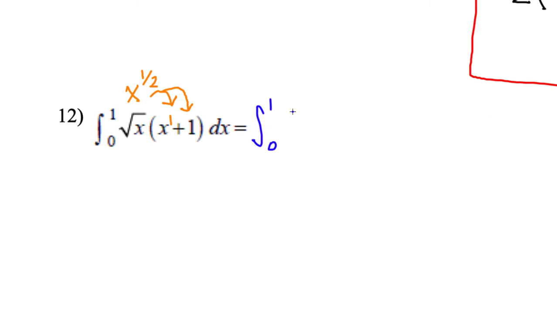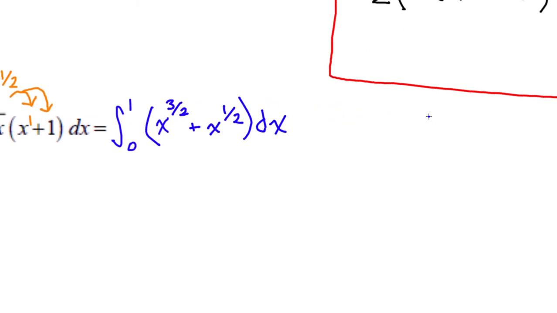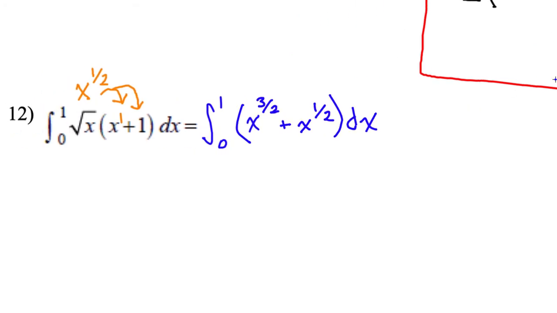So I'm really going to have x to the power of 1.5, or 3 halves. And then this is going to be plus x to the 1/2, because that's a nice easy distribution. That's all multiplied by dx. Do I have enough room over here? I think so. So from here, now I can actually take the antiderivative.